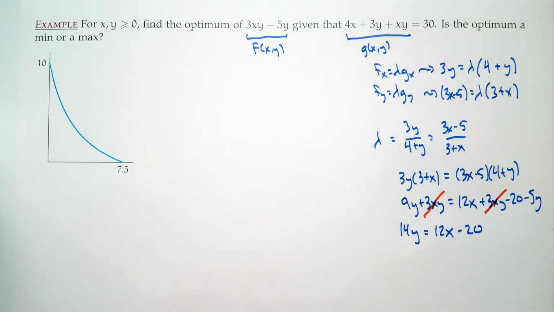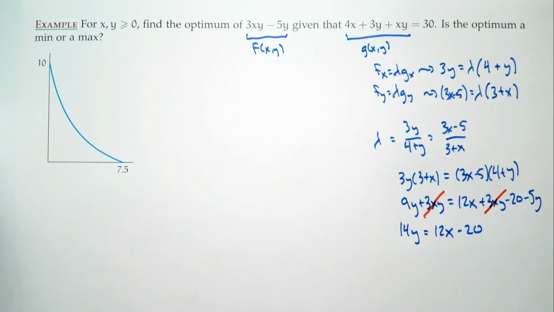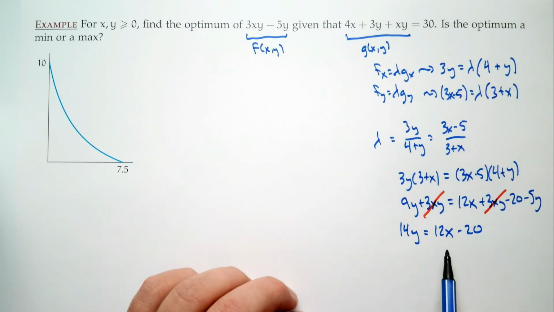Now, what else do we have? Well, remember we also said that 4x plus 3y plus xy equals 30. What can we do? Good question. This is one of those things that it's supposed to just pop out at you and say, aha, here it is. But it's not doing that, you silly problem. All right, well, there's always the brute force way, right? What's easier to solve for, x or y?